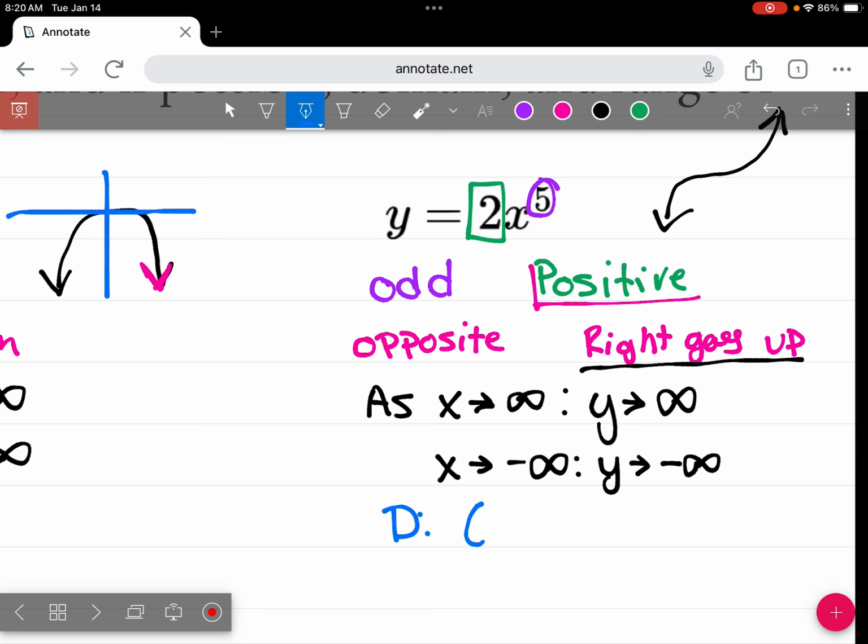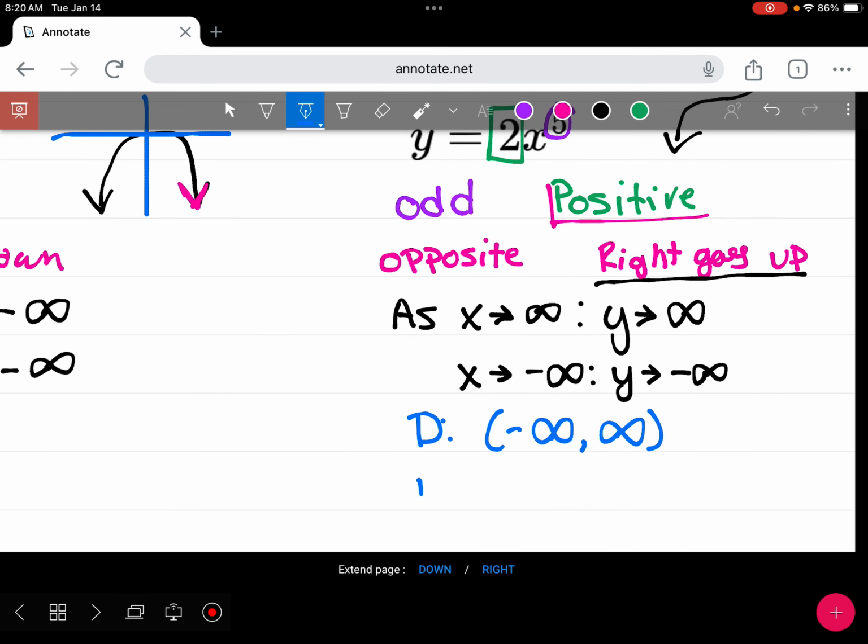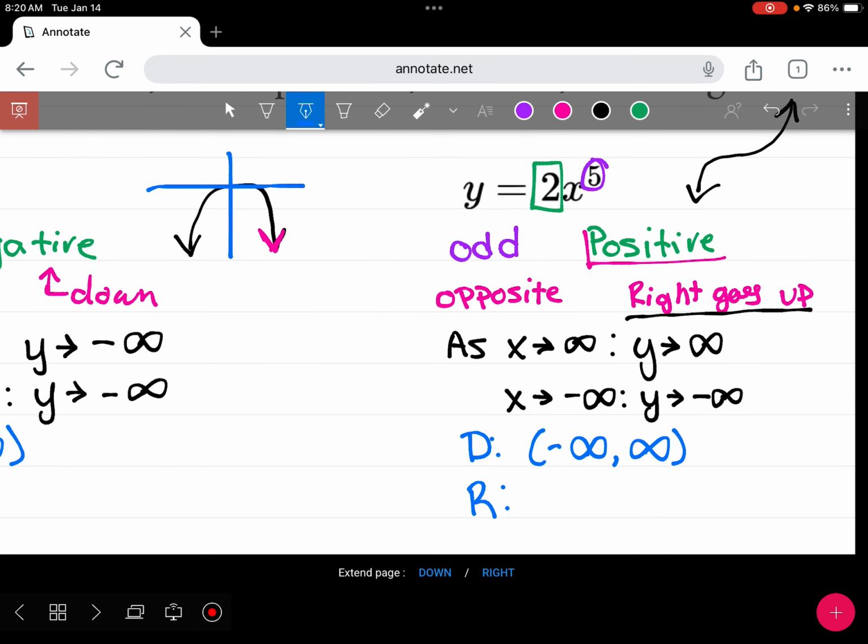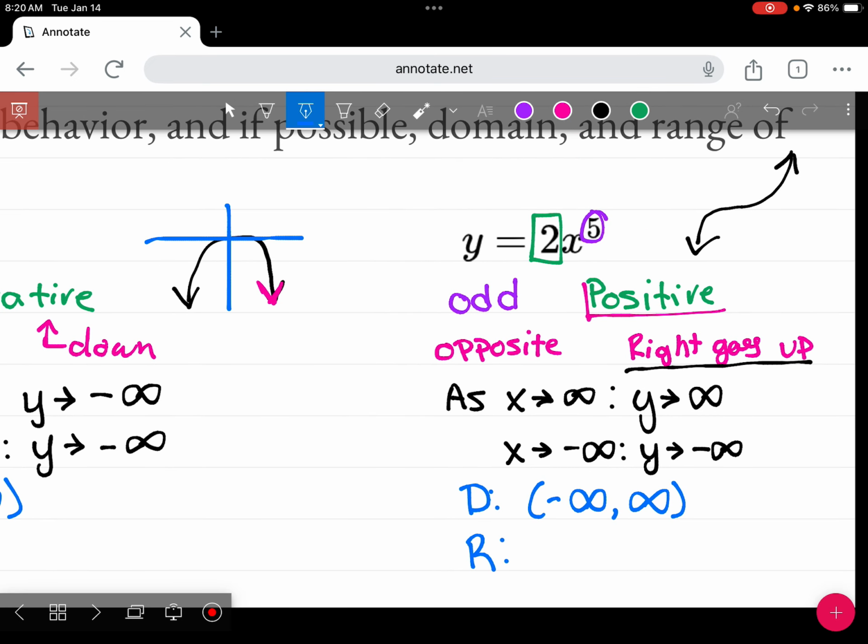I'm just going to switch the two because we always go smallest to biggest. So negative infinity to positive infinity. On this one, do we know our range? Negative infinity to positive infinity. Since I have one arrow that points down and one arrow that points up, it's covering everything.